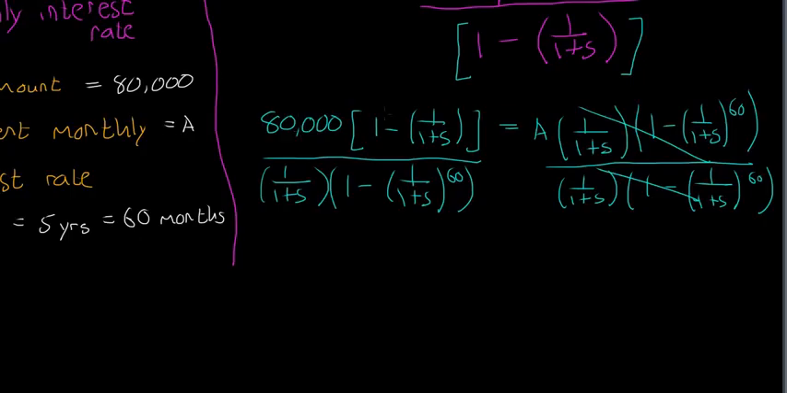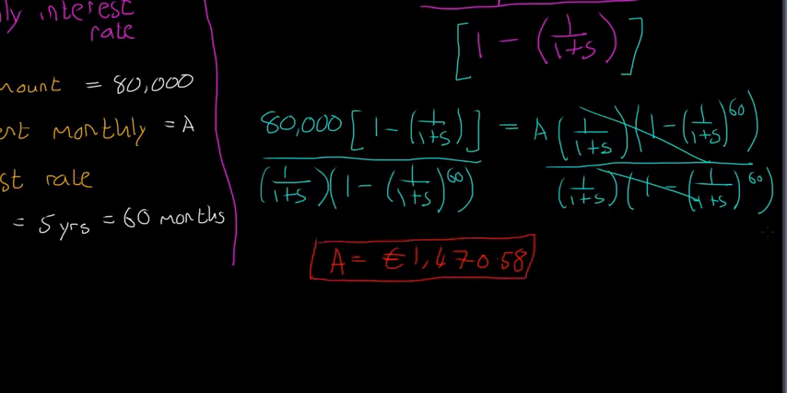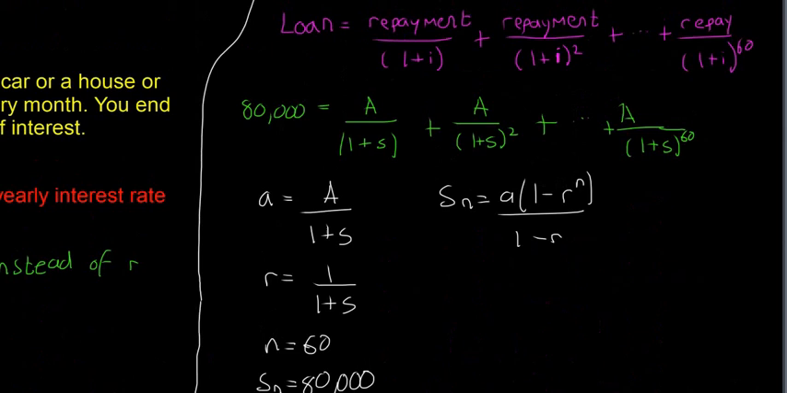You stick all of this into your calculator, and don't forget to put S in as 0.00327, and you're going to find that A is equal to 1,470.58 euro. So it's the exact same as we had with the other method. So this is definitely a little bit messier and not as nice.